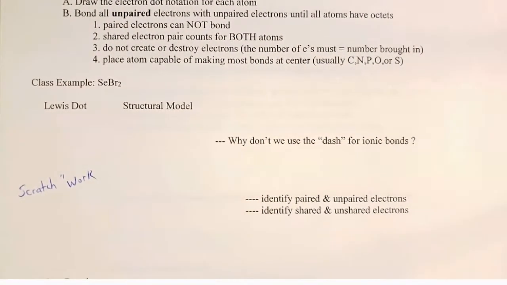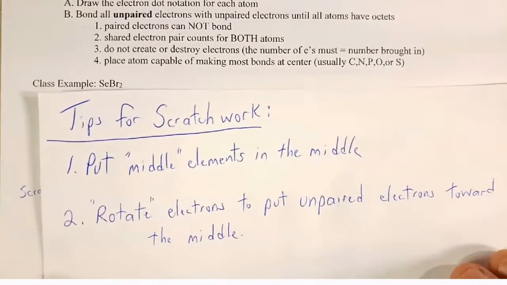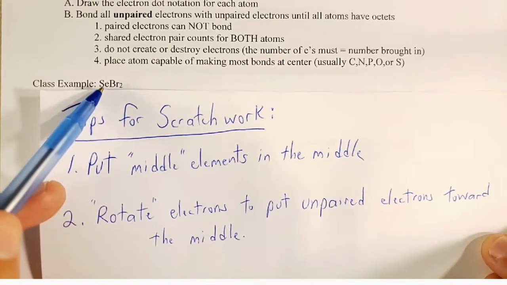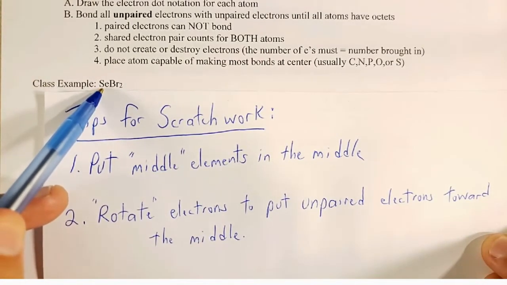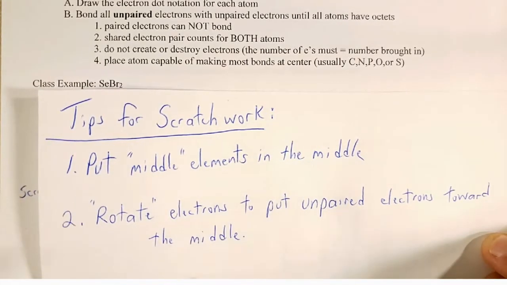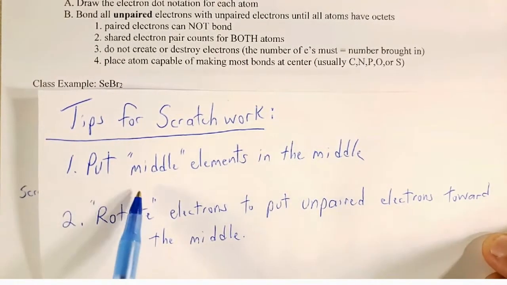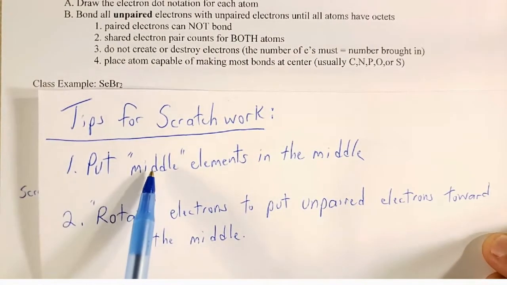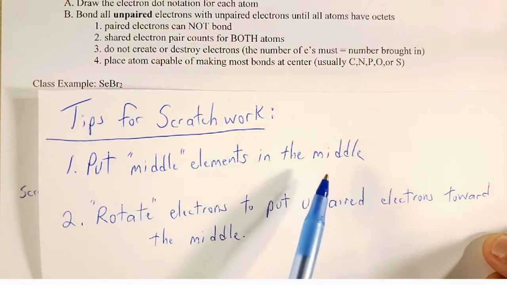Now, a couple of tips to help you out when you're doing your scratch work. We've got three atoms to place in this molecule: one selenium, and two bromine atoms. So the first thing we want to do is figure out how we want to line these up for our scratch work. Tip number one is to put the element that is more in the middle of the periodic table in the middle.